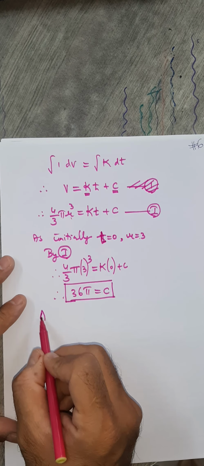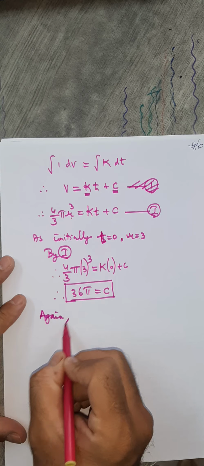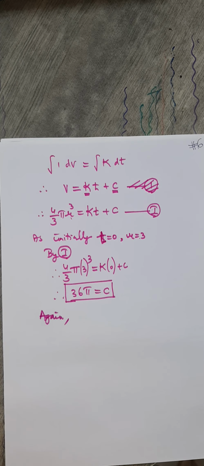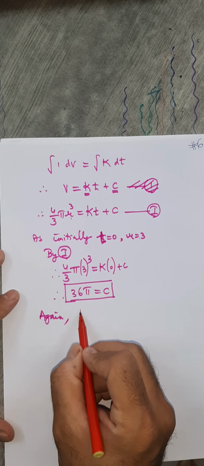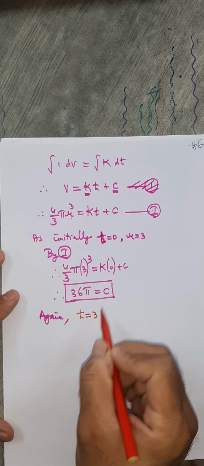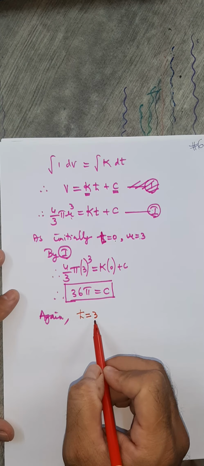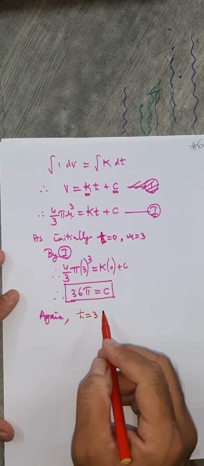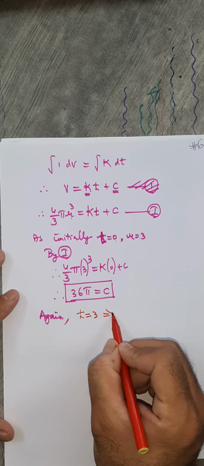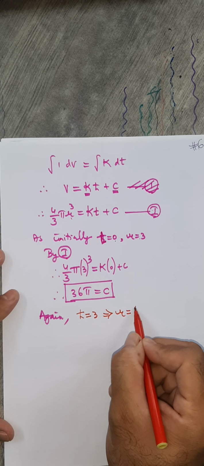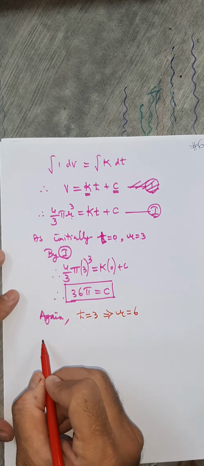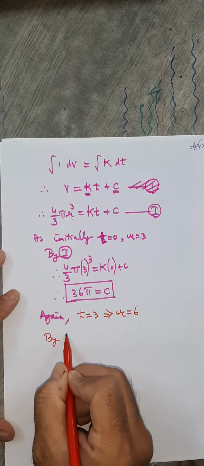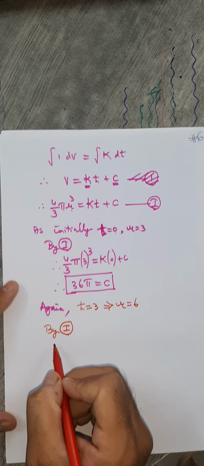Now again we use one more condition given in the question. Now we'll get the k, remember. What's that condition? After 3 seconds, that is when t equals 3. Initially it was 0. Now after 3 seconds, at t equals 3, its radius becomes how much? 6. So we use 1 again and we place it there.